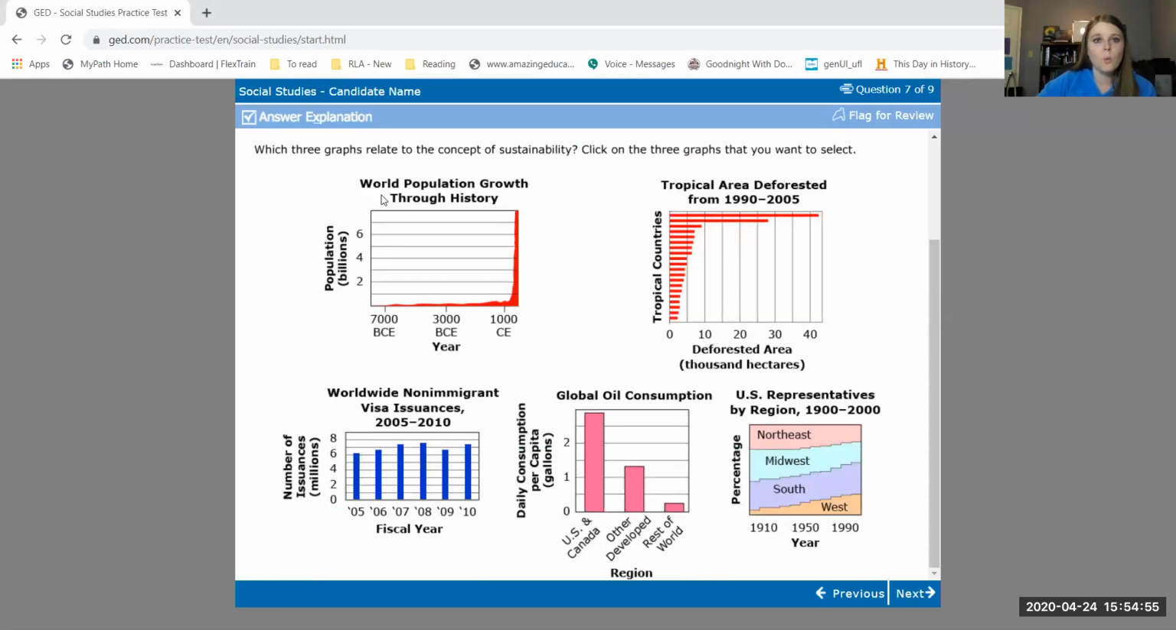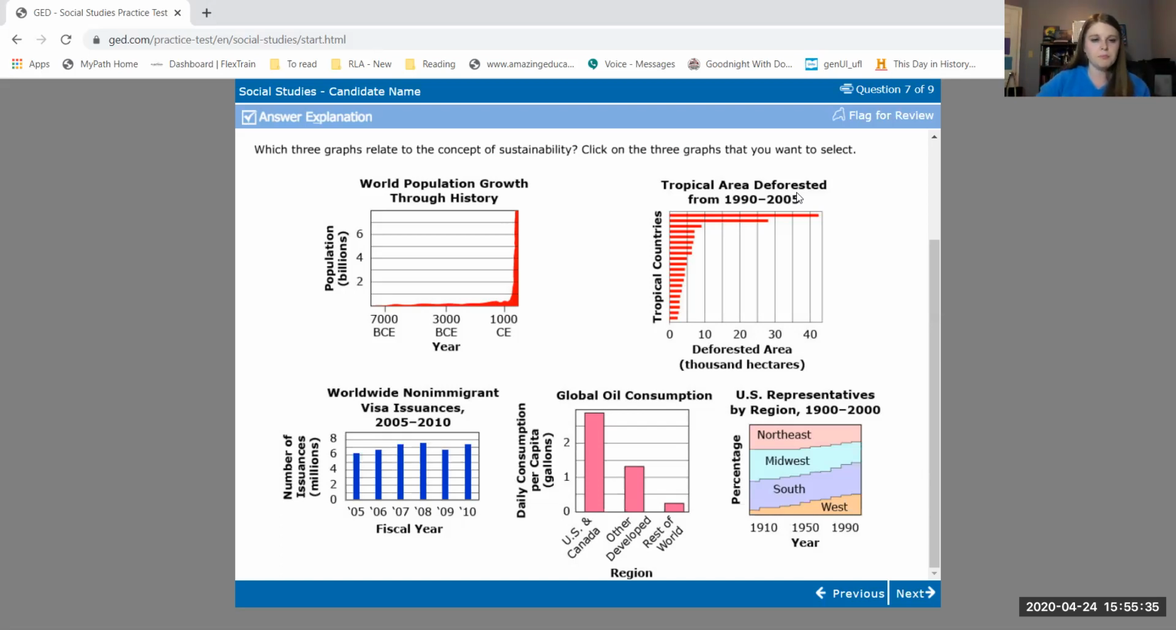The first one says, World Population Growth Through History. You see, it kind of jumps there a little bit. Well, population, that's people. So I think I like that one, but let's keep looking. Tropical area deforested from 1990 to 2005. Well, deforested, break that word down if you're not sure what it means. I see the word forest and I see D. Anytime you see the word D in front of a word, that means to take away. So we're taking away the forest. We're probably meaning that we're cutting down trees. Well, that's connected to our environment and nature, so I like that one.